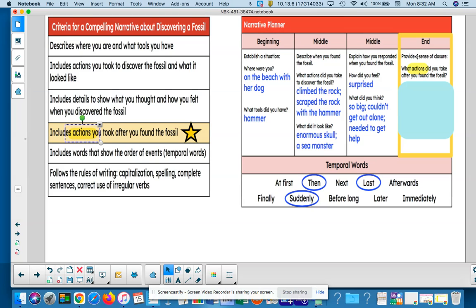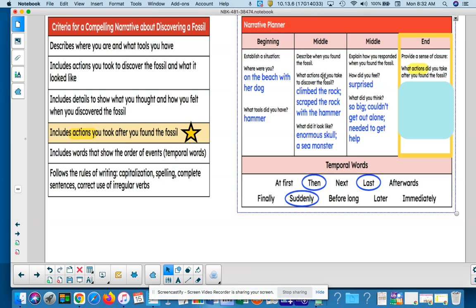We need to provide a sense of closure. Our story, our narrative, is coming to an end. So the readers want to know, what actions did you take after you found the fossil? But before we can start with our end, let's make sure our notes line up and will lead us to the end. We want to make sure that our notes are in order. So the beginning, where are you? I'm on the beach with my dog. What tools do you have? A hammer.